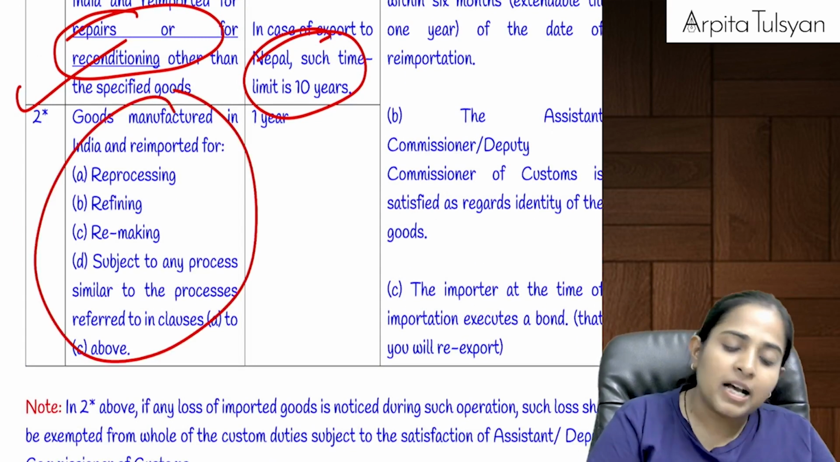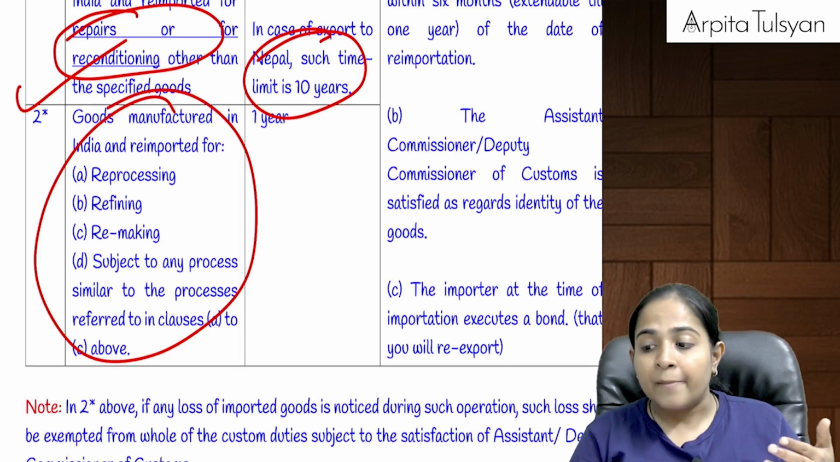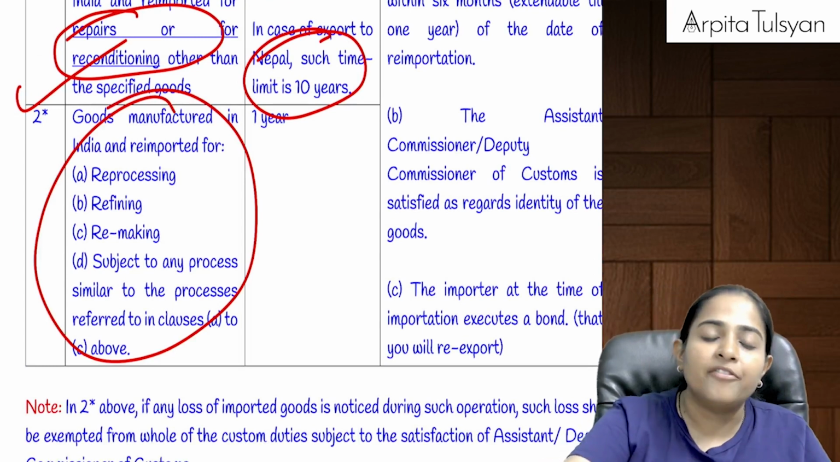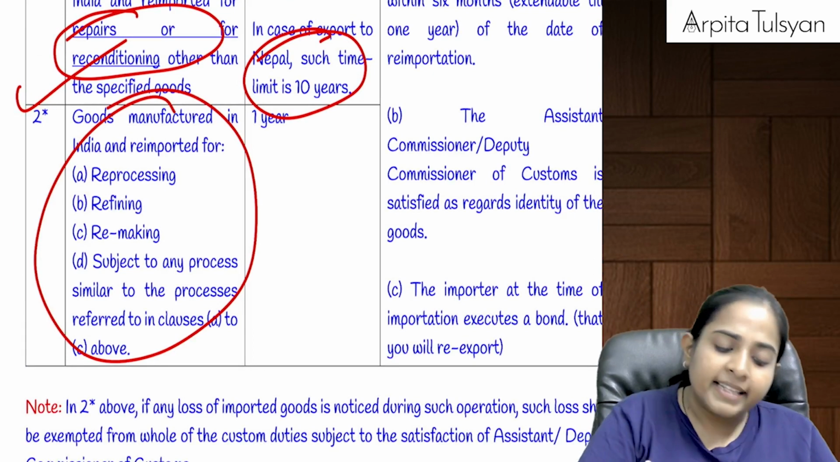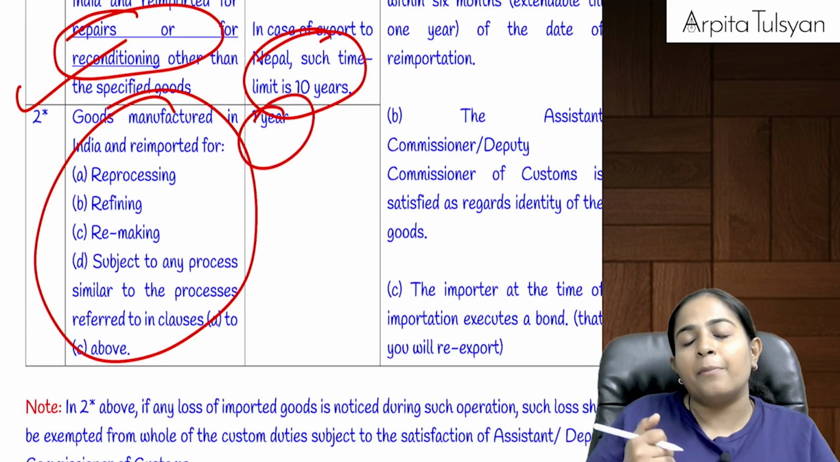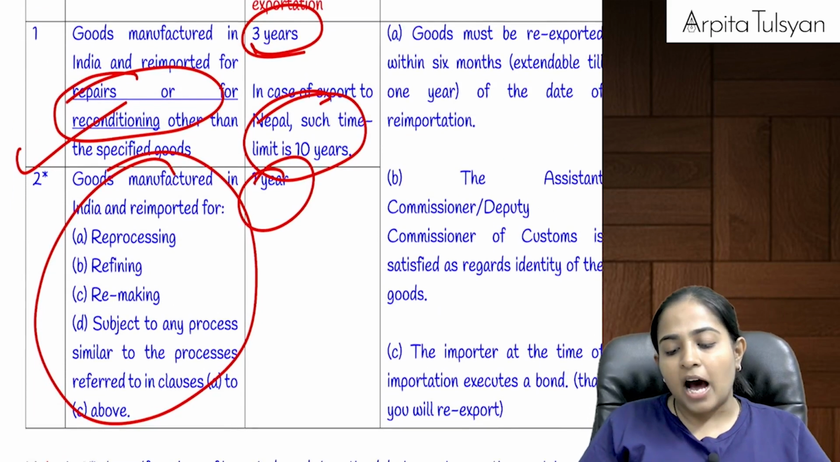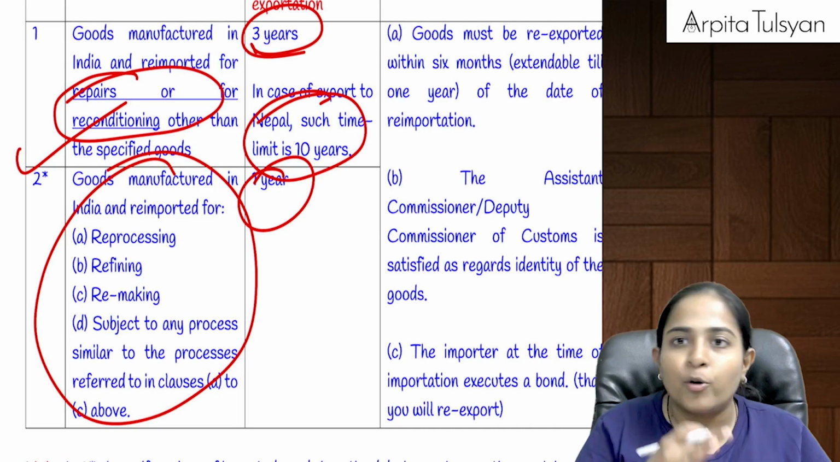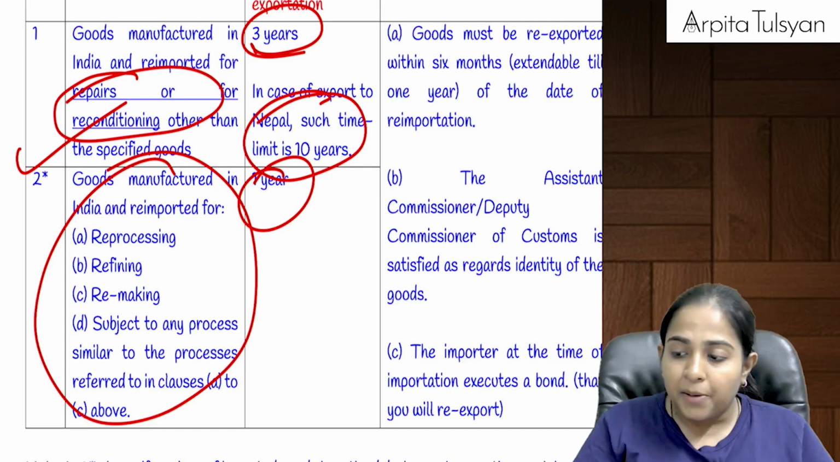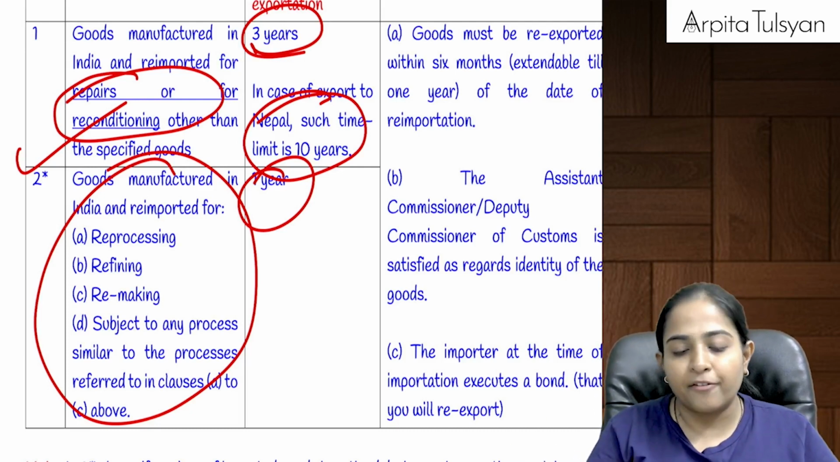But if the goods are re-imported for a bigger purpose, that is for reprocessing, refining, remaking, etc., then the goods should be re-imported into India within a time period of 1 year. If these conditions are fulfilled, then at the time of importation, you need not pay any import duty and you will be fully exempted from that.